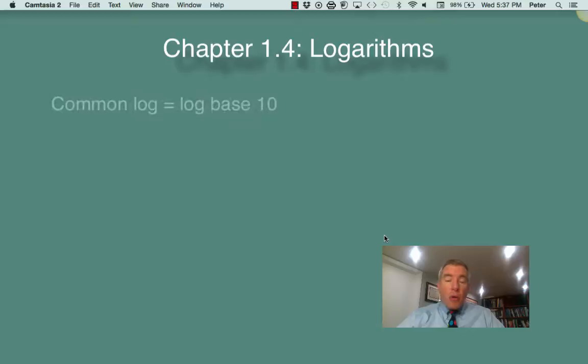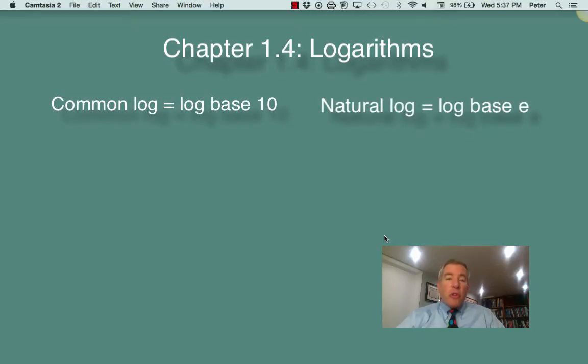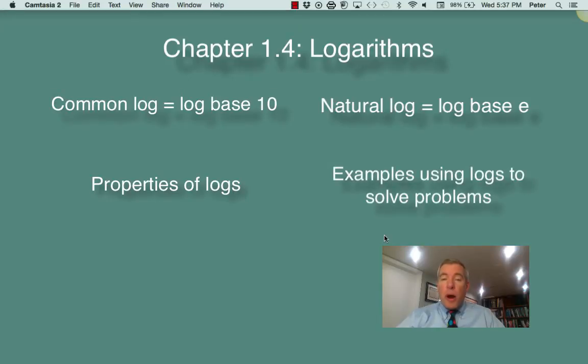The common log, which is the log base 10 of x, and the natural log, which is the log base e of x. So we'll explain and remind you a little bit of what logs are and how they translate to the more familiar exponential notation. Then we're going to take a brief review of the properties of the logarithms. We'll then jump into an example of how we need to use those properties to solve some of the algebraic problems when we have our variable up in the exponent.